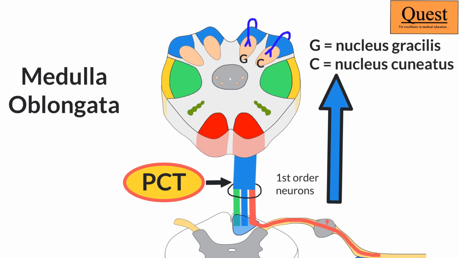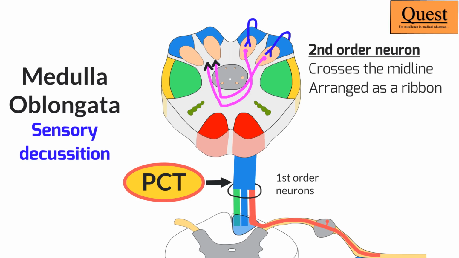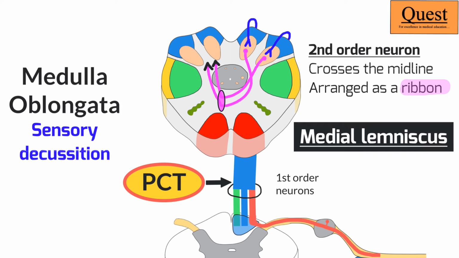From here, the second order neurons will arise. They will cross the midline in what is known as the sensory decussation. These crossed fibers are then going to be organized in a ribbon-like fashion, and they are going to be sitting close to the midline. Hence, they will be called medial lemniscus. Remember, from the medulla upwards, these fibers are carrying sensations of the opposite side of the body.